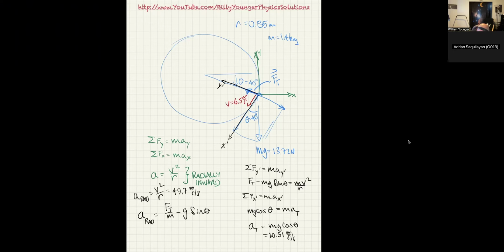Well, the m was on both sides, so mg cosine theta equals ma. You can divide both sides by m, and that just gives you g cosine theta equals a_t. Yes, that's why I wrote it wrong. Sorry about that. It's just g cosine theta.